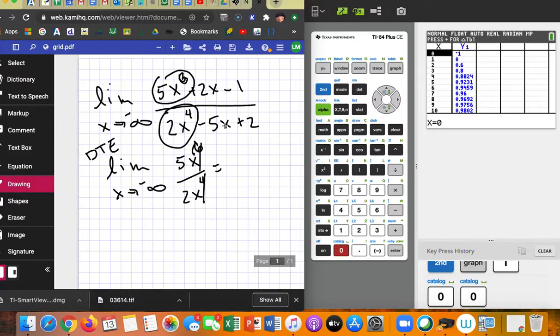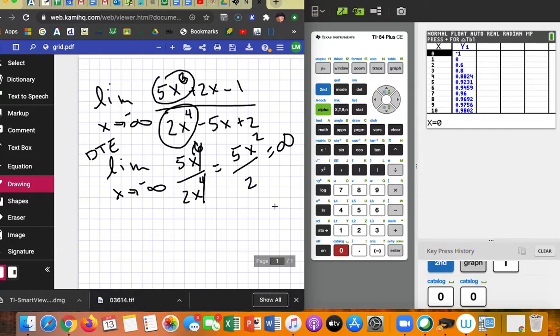Same thing, I'm going to have 5x to the 6 over 2x to the 4th. I'm still going to cross cancel. I'm going to end up with 5x squared over 2. Well, we talked about this at the beginning of this video. That's a quadratic, x squared. I already know as it goes to negative infinity, it's just getting larger and larger because I'm squaring it. So this would be going to infinity.